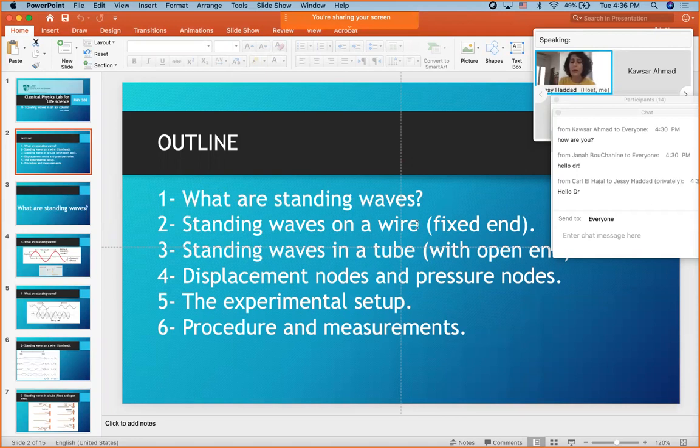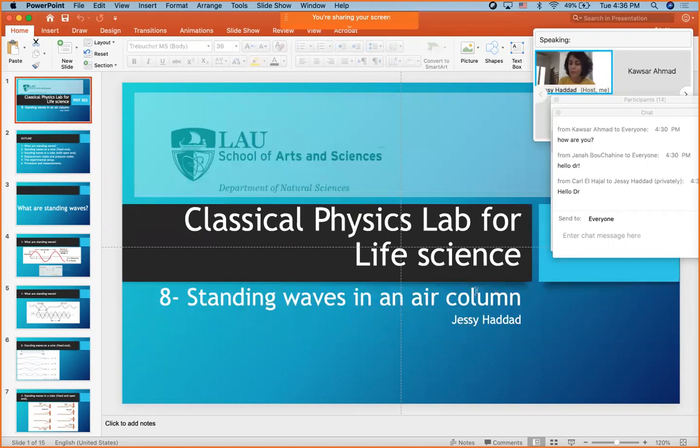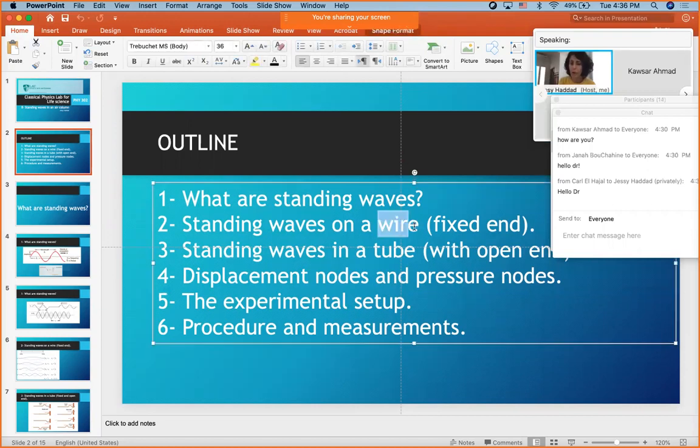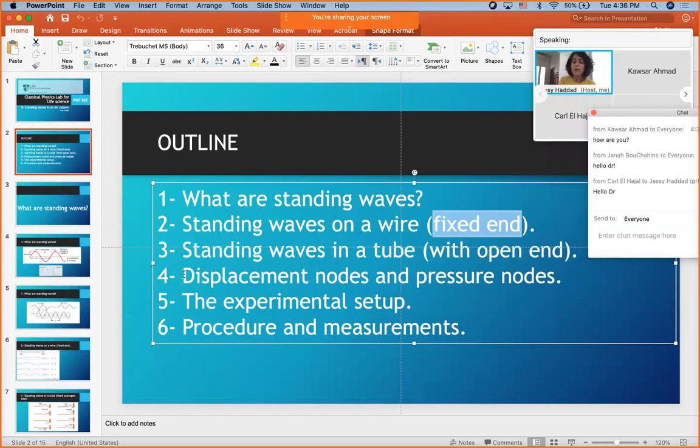Standing waves on a wire: wires are easy, you can easily see what's happening on a wire. However, as you see, the title is in an air column or in a tube, so we're not doing any wire here. But if you understand what's happening on a wire, you can probably understand what's happening in a tube. For the wire, I'm going to study only fixed ends. For the tube, I'm going to study open ends and fixed ends. Then I need to discuss what displacement nodes and pressure nodes are, and I suppose you have no clue what I'm talking about. I will explain.